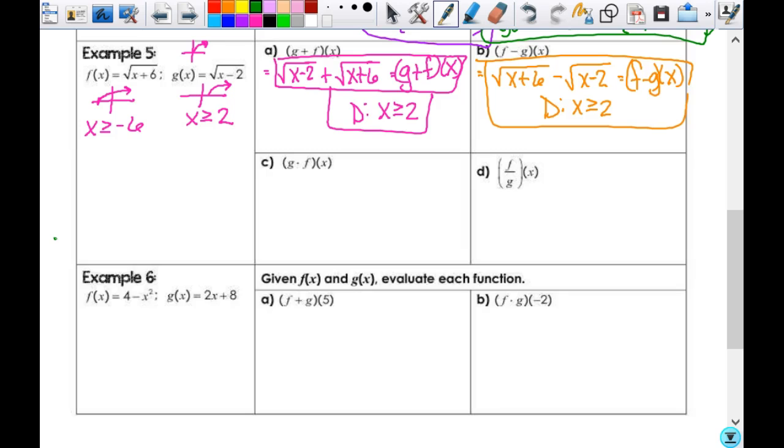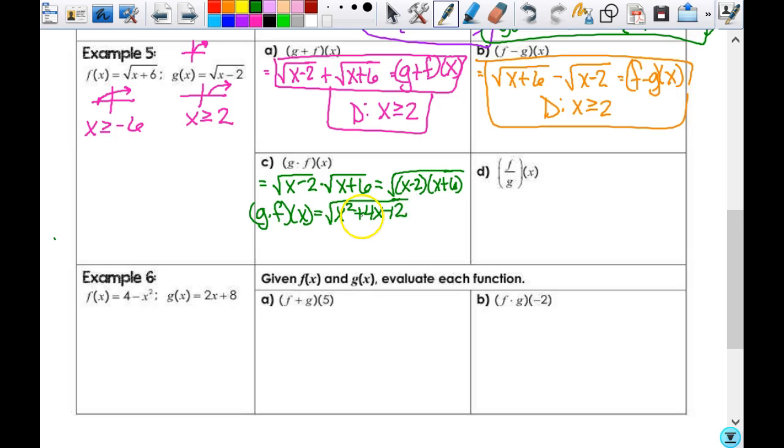We good? Now I'm going to multiply g of x, which is the square root of x minus 2, times the square root of x plus 6. Can I combine this? Yes. When you're multiplying and dividing, you totally can. So this is the square root of x minus 2 times x plus 6. So g times f of x equals the square root, and we can multiply that out, so we get x squared, and then plus 6x minus 2x, so that's plus 4x, and then minus 12.